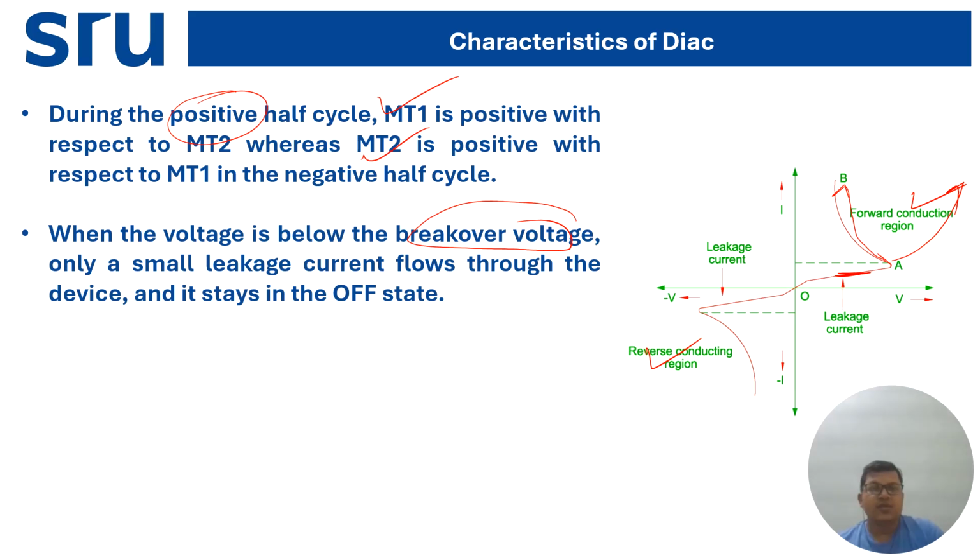When the voltage is below the breakover voltage, only a small leakage current flows through the device and it stays in the off state. Because only a small current is flowing, we are not considering this current to be significant, and that's why we are considering this condition as the off state. Okay.